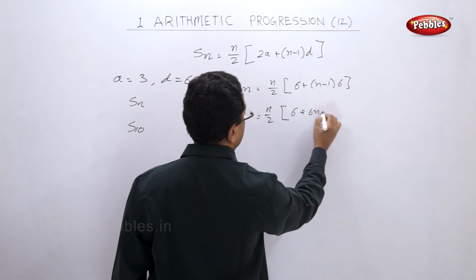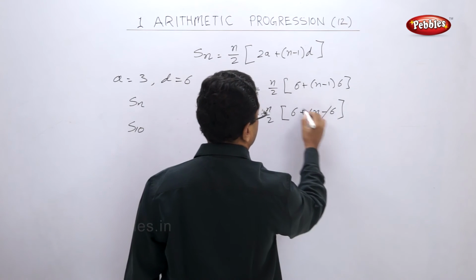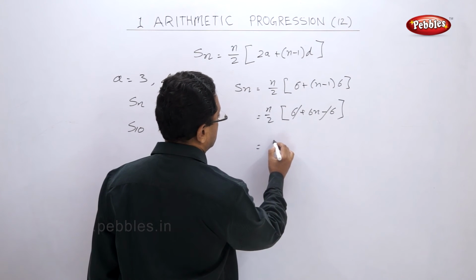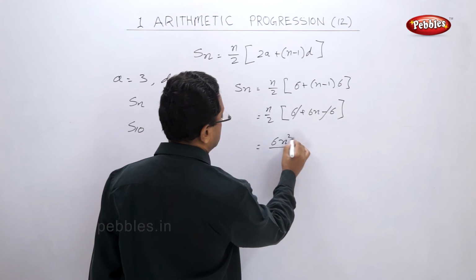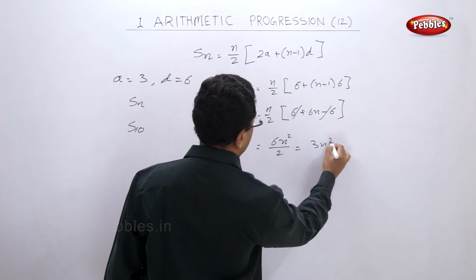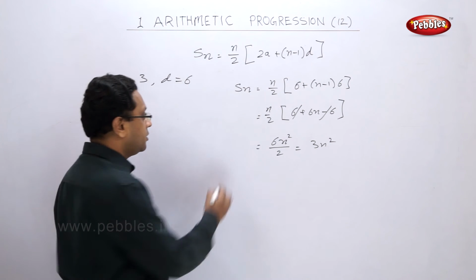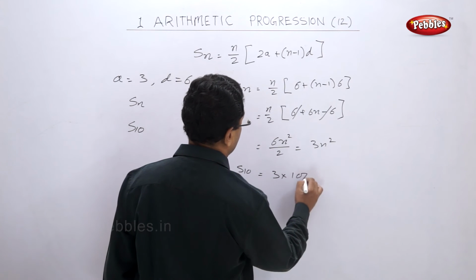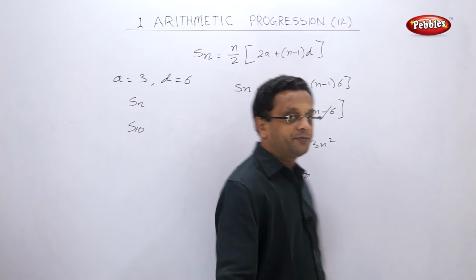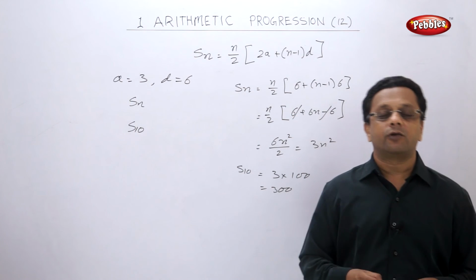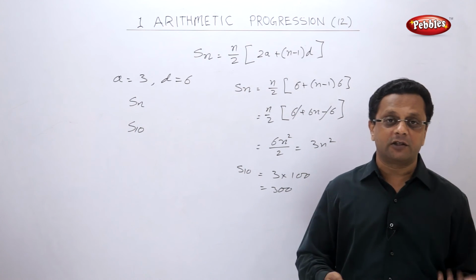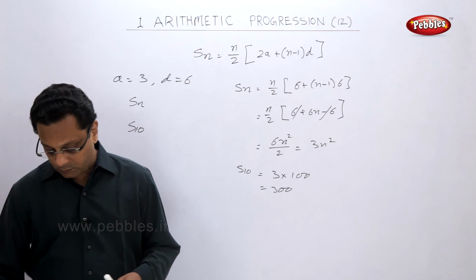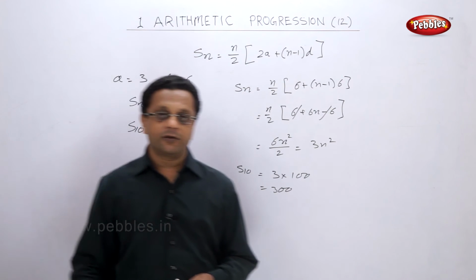6 plus 6n minus 6. 6 and 6 will get cancelled. So we have 6n square upon 2, that is 3n square. This is the formula. So we want to find S10, which is 3 into 100, that is 300. Very simple. Once you have solved so many examples of finding Tn and all these things, this is very easy for you. The only thing is you have to pay attention to your arithmetic calculations.